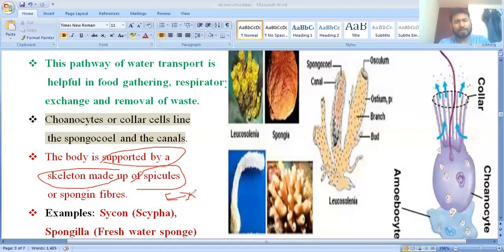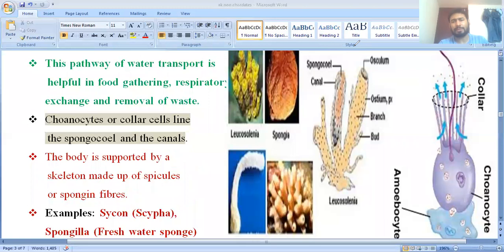In our body, we also have an exoskeleton, like the small hair found on the body surface. That hair is called the exoskeleton in the case of humans. But here I am discussing poriferans. Poriferans also have an exoskeleton, and it is generally made up of spicules or spongy fiber. Clear? So this gives the detailed description of the phylum Porifera.